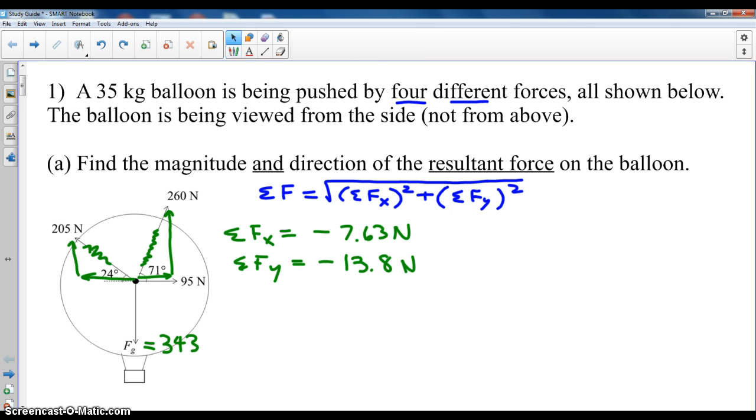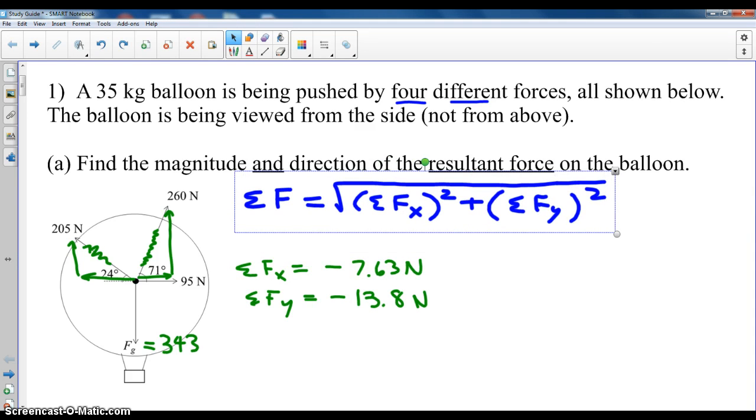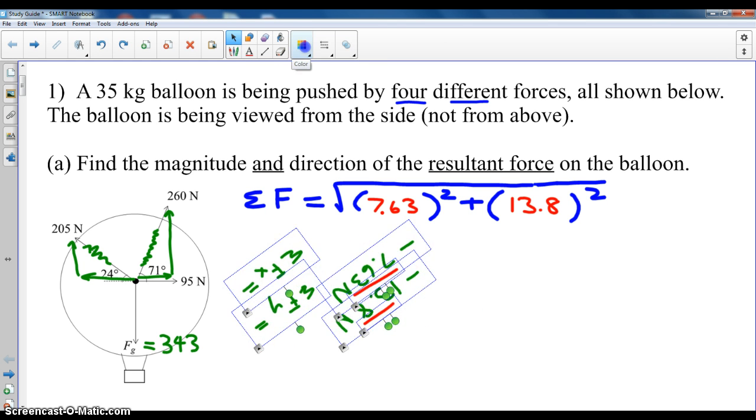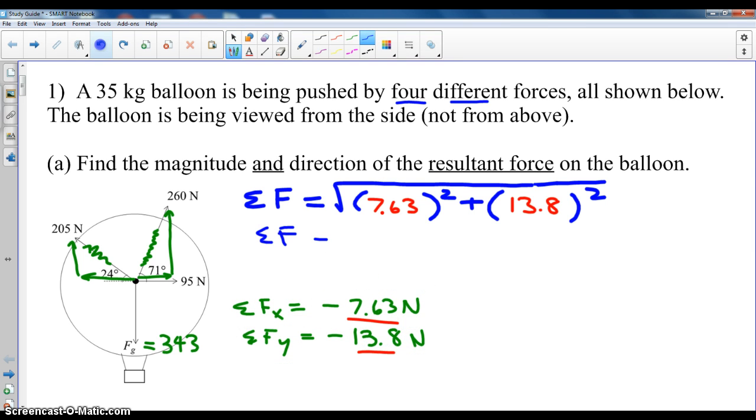All right, then I can come back to this equation, right? And I can erase total X force and replace it with the negative 7.63, or just 7.63. I can erase total Y force and replace it with the 13.8. And what do I get for the total force? Let's just move those down. What do I get for the sum of the forces, the resultant force, the net force? It has so many names. 7.63 squared plus 13.8 squared. And this is about 16 newtons, like that.